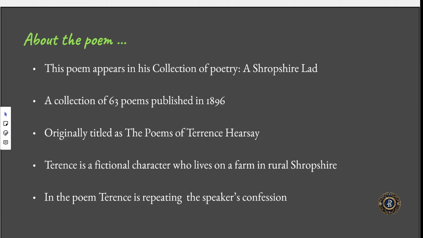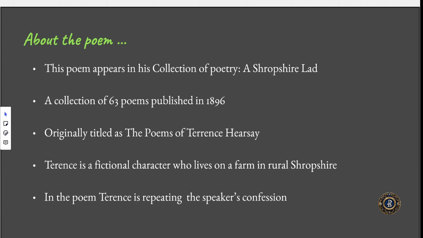The poem Farewell to Barn and Stack and Tree first appeared in Housman's collection of poetry, A Shropshire Lad. Originally, it was titled as the Poems of Terence Hearsay.